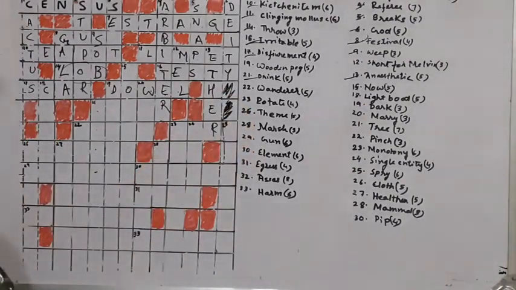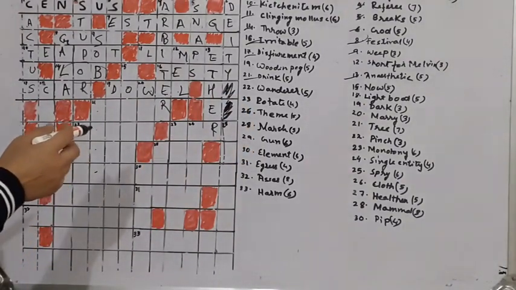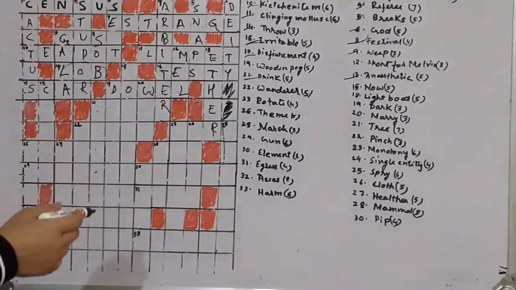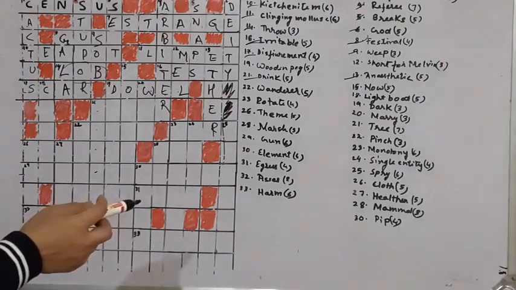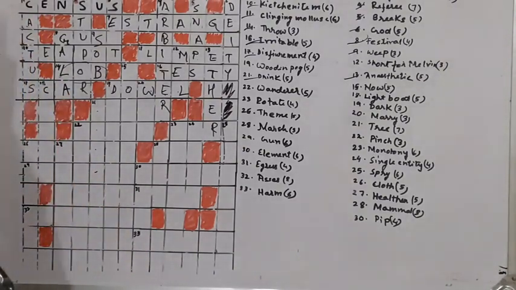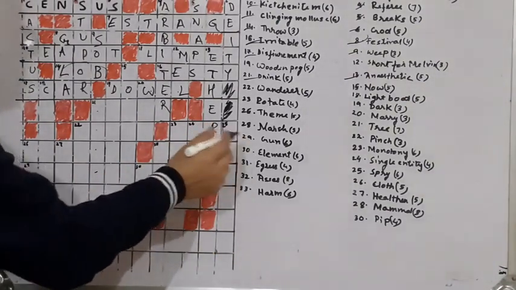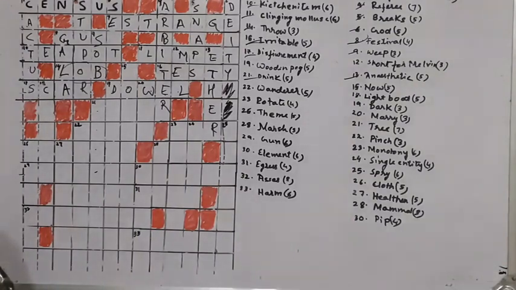Again, I am going for 25 down. It is spry, right? S-P-R-Y. 25 down, spry means, you know, exactly, we will see here afterwards. Let us solve 23 across.